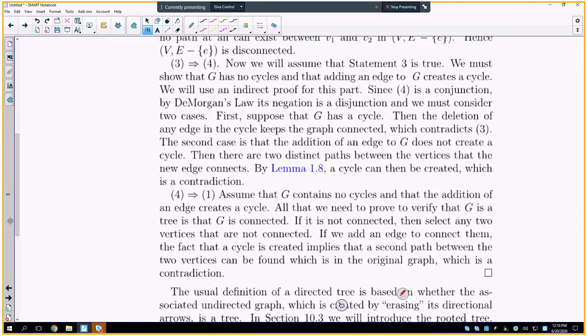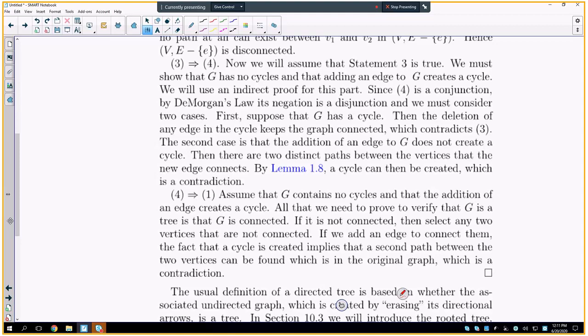So we'll assume that the statement 3 is true now. So there is a graph that is connected, and taking away any edge is going to make that graph a disconnected graph. And to prove property 4, we're going to use the indirect approach again. So since 4 is a conjunction, by De Morgan's law its negation is a disjunction. And we must consider 2 cases. First, suppose G is a cycle. So remember what we are trying to prove. We're trying to prove that G is not a cycle in this situation.